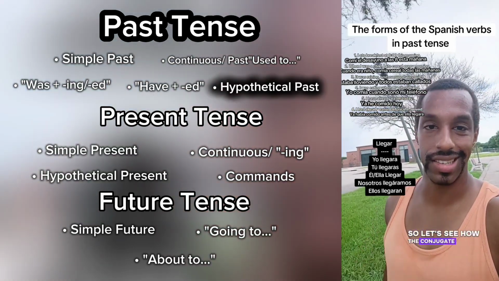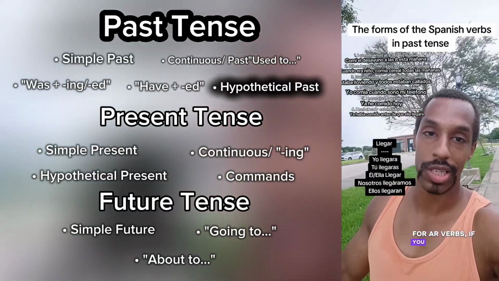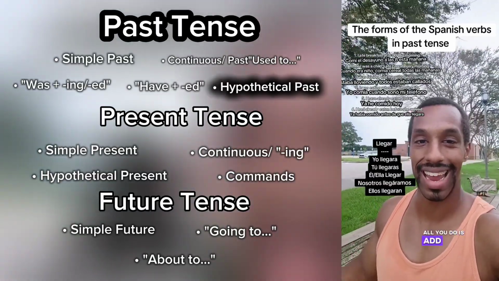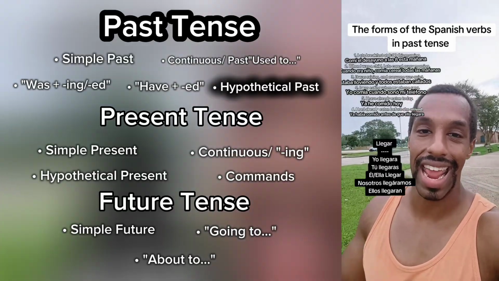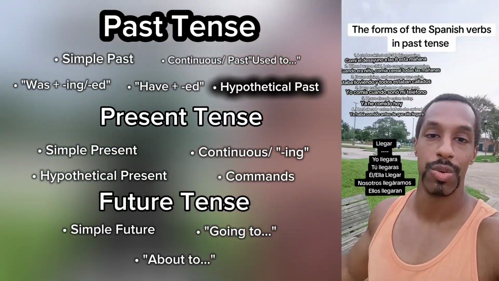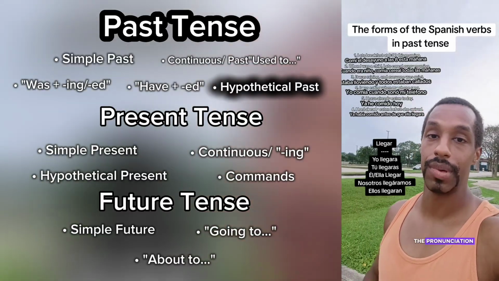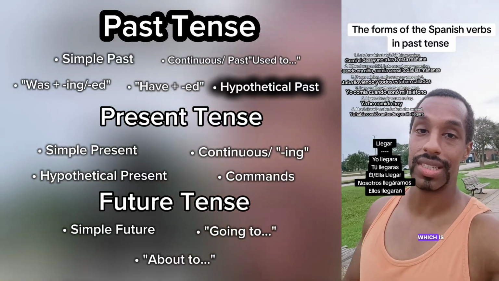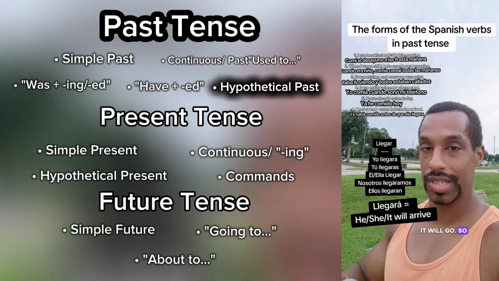So let's see how to conjugate. Llegara is from the AR verb llegar. For AR verbs, if you want to express the unreal past, all you're doing is adding the A at the end. Yo llegara, tú llegaras, él, ella llegara, nosotros llegáramos, ustedes, ellos llegaran. Now you gotta be careful with the pronunciation because they got the future form, which is llegará. That's he, she, it will go. So just keep that in mind.